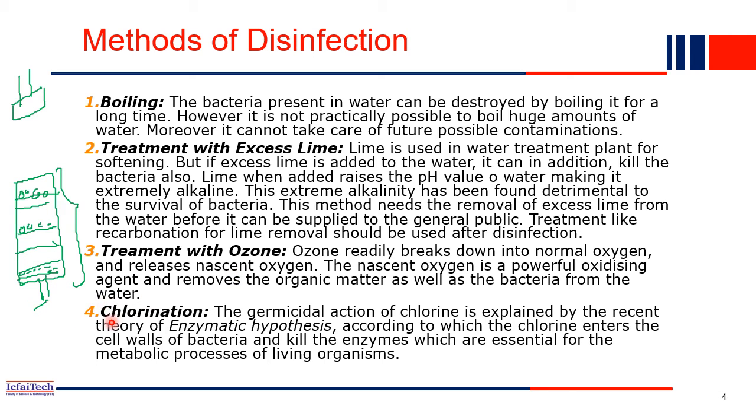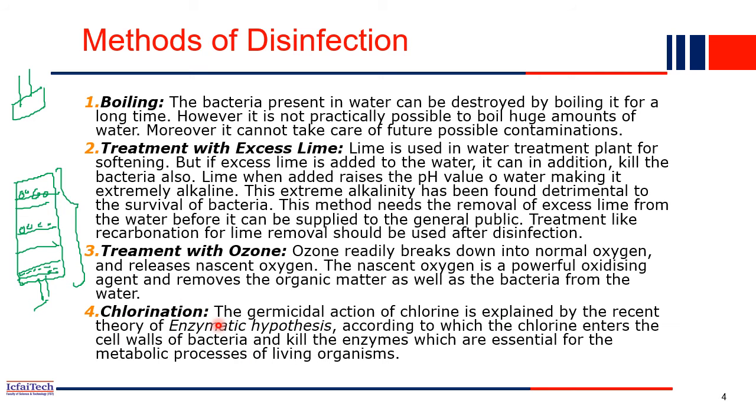Now the last, or fourth, method for disinfection is chlorination. This is the most used method; in the maximum number of water treatment plants we use chlorination. The germicidal action of chlorine is explained by the recent hypothesis, according to which chlorine enters into the cell of the bacteria and kills the enzyme which is essential for the metabolic process of living organisms. So chlorine enters into the cell of the bacteria and viruses and kills the enzyme which is essential.